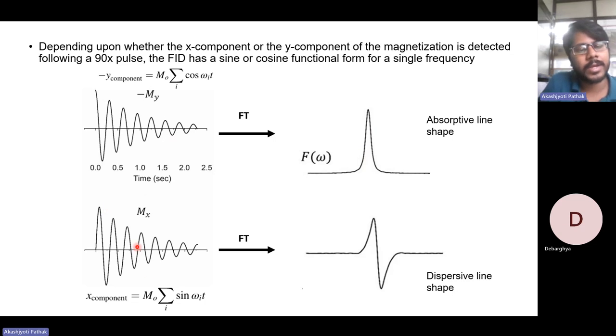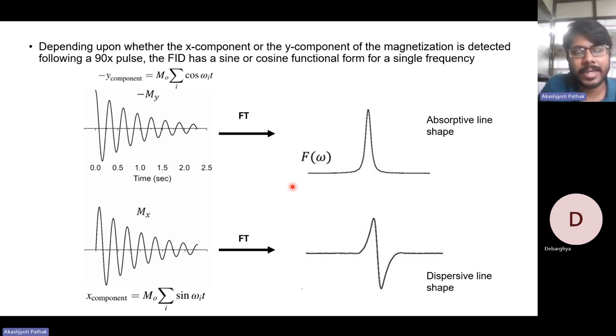Now if the X component is detected, this X component is related to time as a sine function. So the Fourier transform of this X component gives a dispersive line shape. Okay, so depending upon whether the X component or the Y component of the magnetization is detected following a 90X pulse, the FID has a sine or cosine functional form for a single frequency. Okay, I hope this is clear.